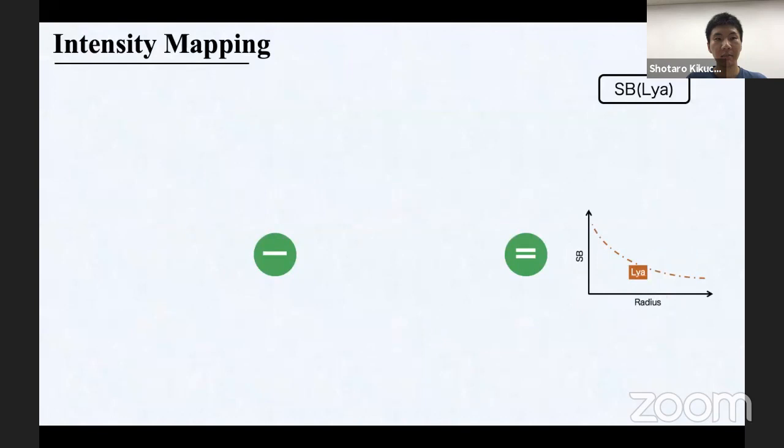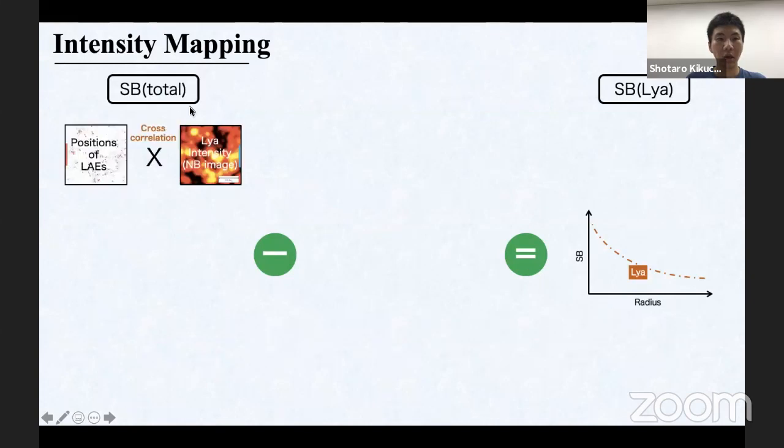Okay, next, let me explain in more detail what the intensity mapping is. Our goal is to derive the Lyman-alpha surface brightness, which is shown schematically here. First, we took the cross-correlation between the positions of the Lyman-alpha emitters and the Lyman-alpha intensity, which is traced by the narrowband images.